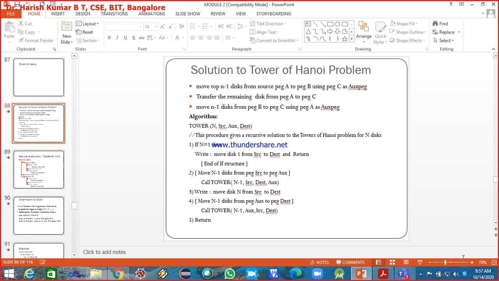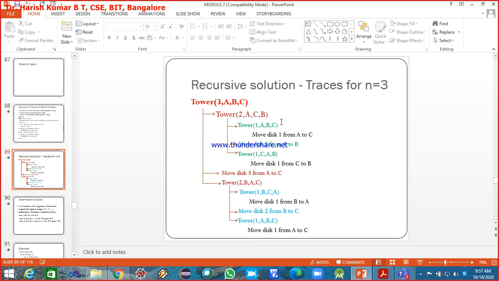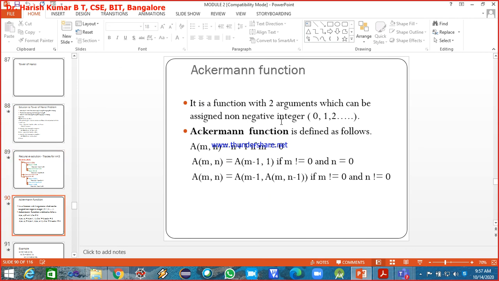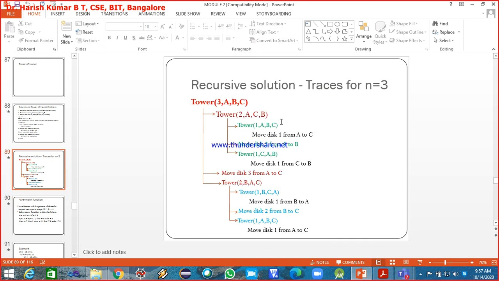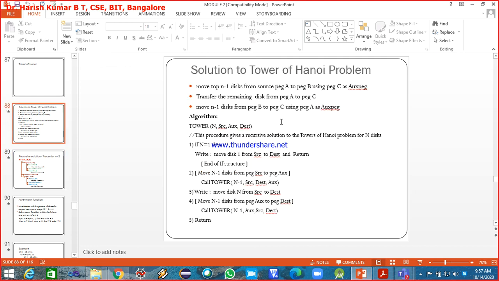So I think after this I have to discuss the program for this, and then this function, the Ackermann function, we'll discuss later after discussing the program for this. Okay, your next lab program is based on this.